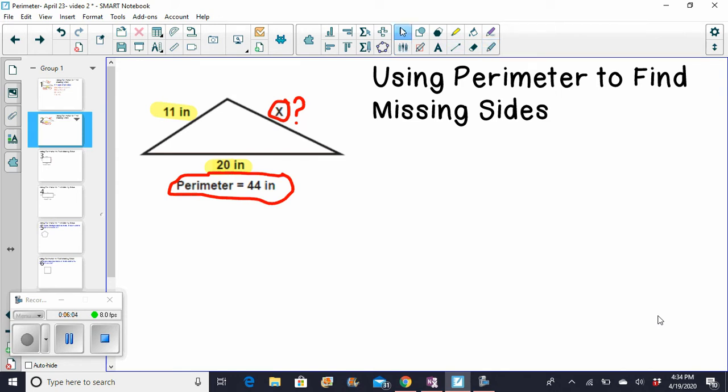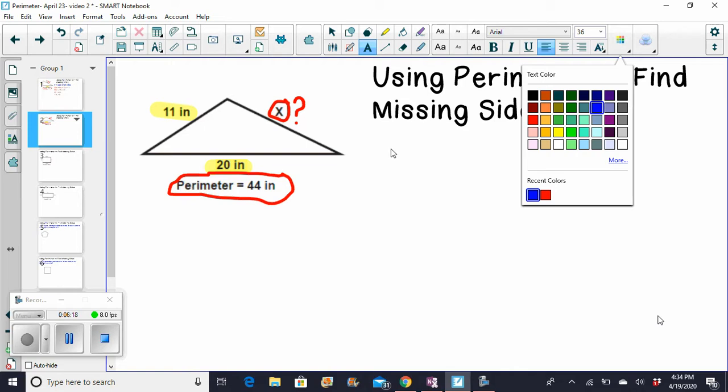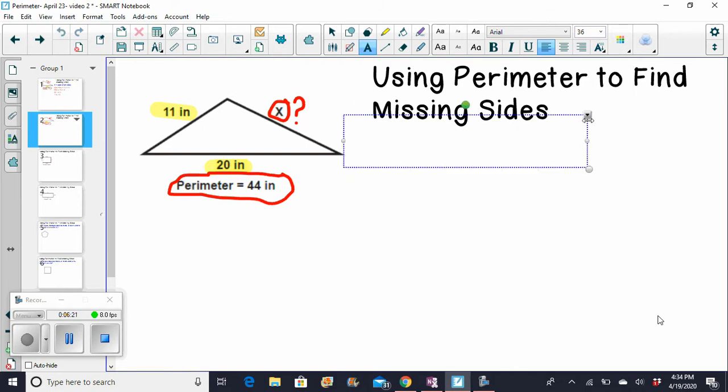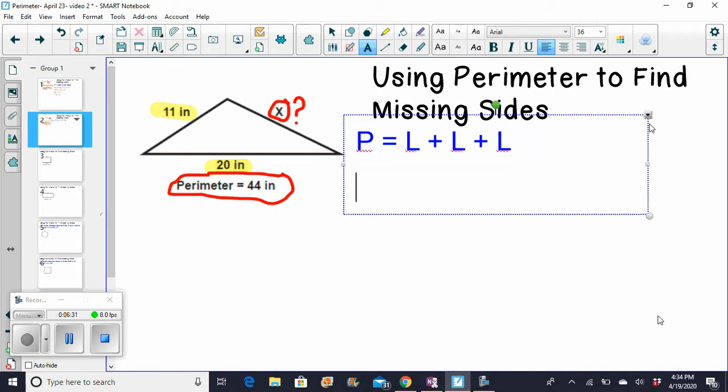Okay, triangle, 3 sides. If I'm setting up my formula, I always like to set up my formula first. I'm going to write out my formula first, which is going to be P for perimeter equals length of one side plus length of another side plus the length of the last side. Now I'm going to replace that last side. We don't actually know what it is, we just know that that's the question mark. That's the x.